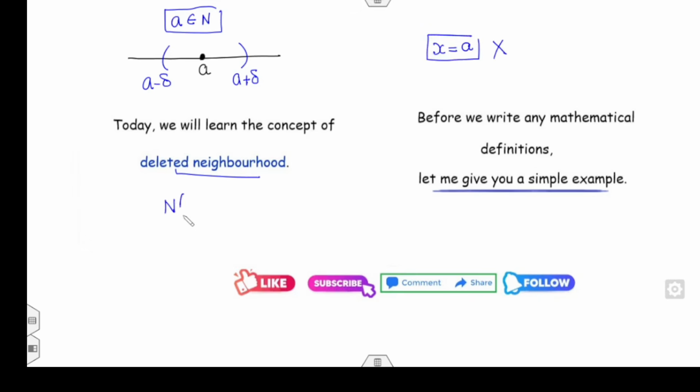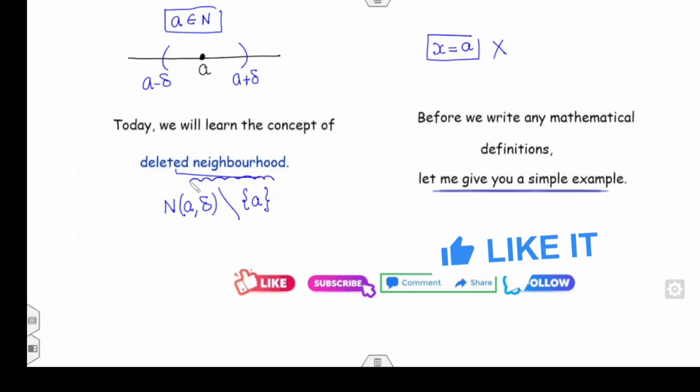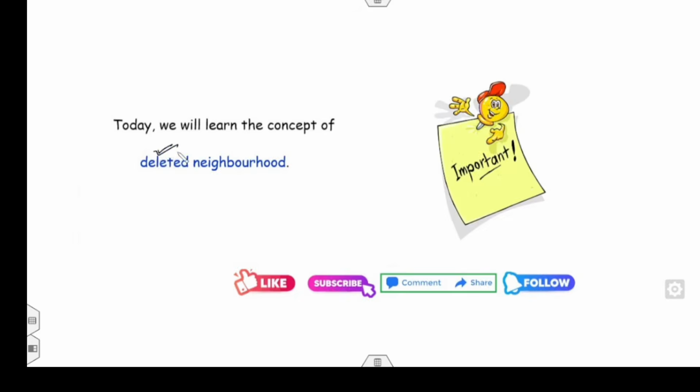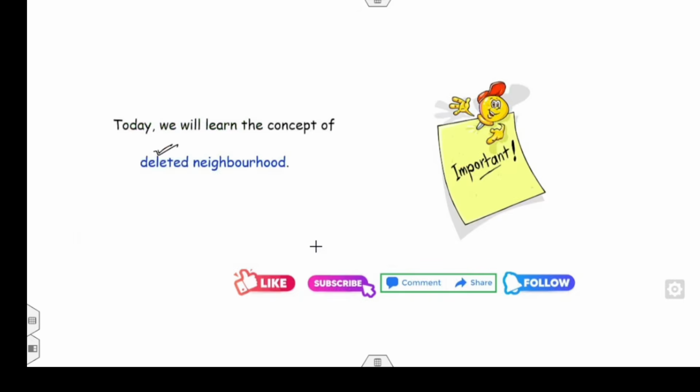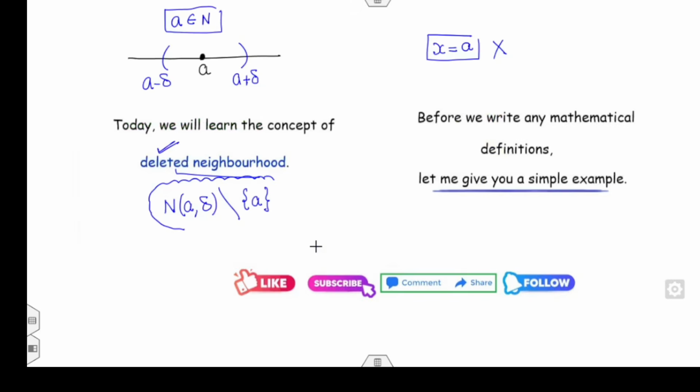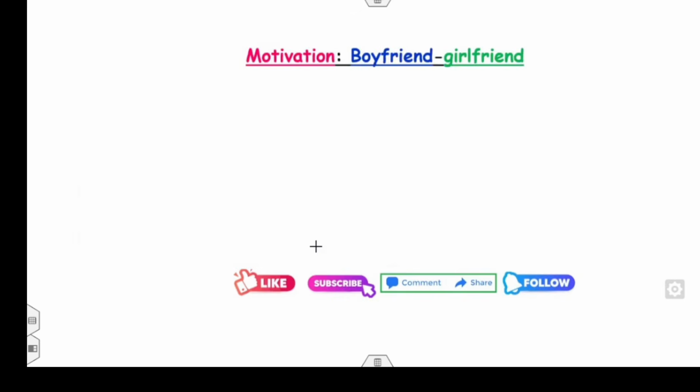If I have the neighborhood of a set A, and I remove that particular point from this set A minus delta to A plus delta, we call it the deleted neighborhood. In other words, if I delete the point A from the neighborhood, then we call it the deleted neighborhood. Fine. Now let us understand this with some funny examples, and then we will look at the mathematical definitions.